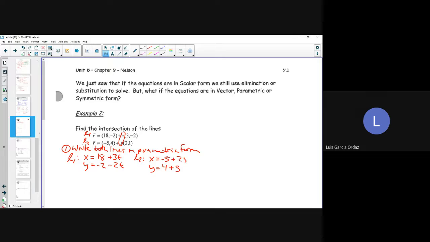So now what we need to do is set my x components equal to each other on both lines, and same with my y components.